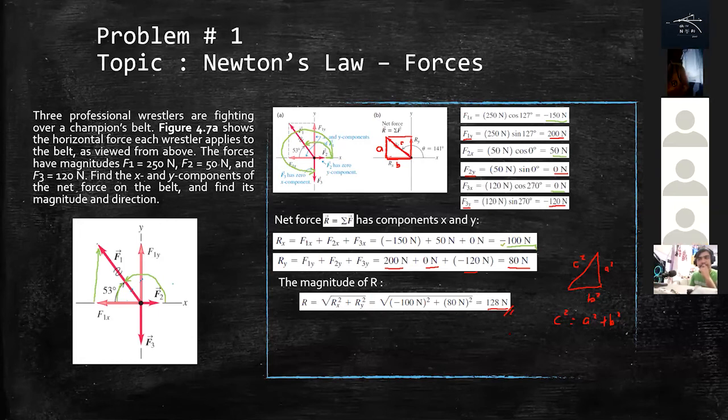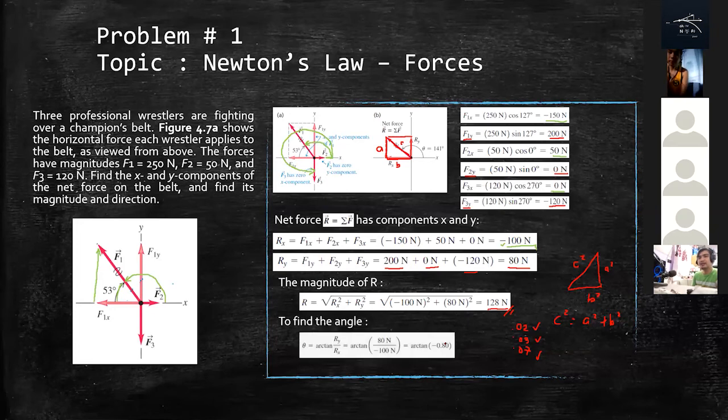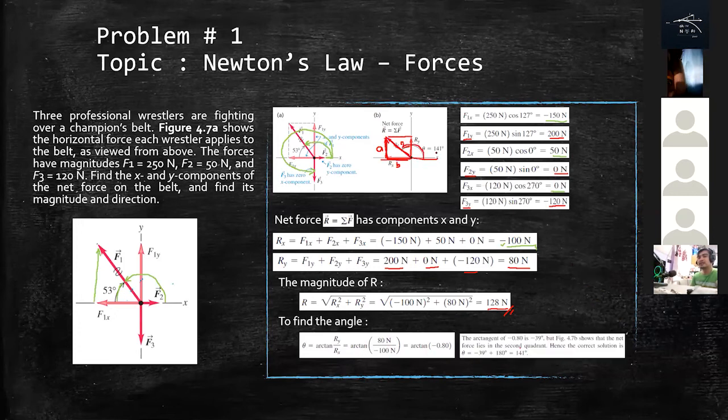128.06, sir. So to find the angle, we have a formula which is the arctangent Ry over your Rx. So that is your tangent theta is equal to Ry over Rx. So arctan 80 Newton over negative 100, you will get this one here. Although negative 39 is acceptable during your exam.